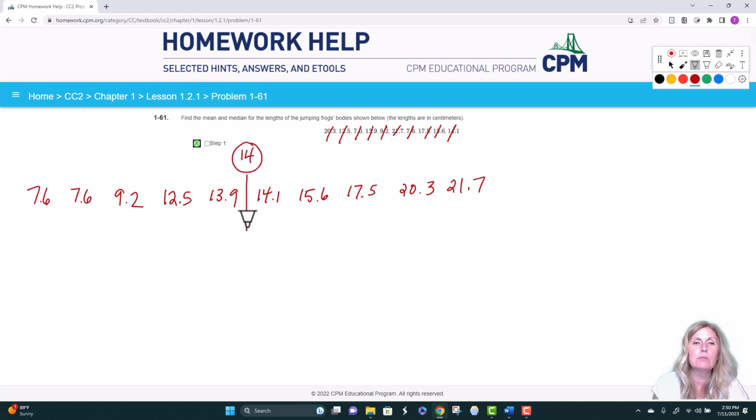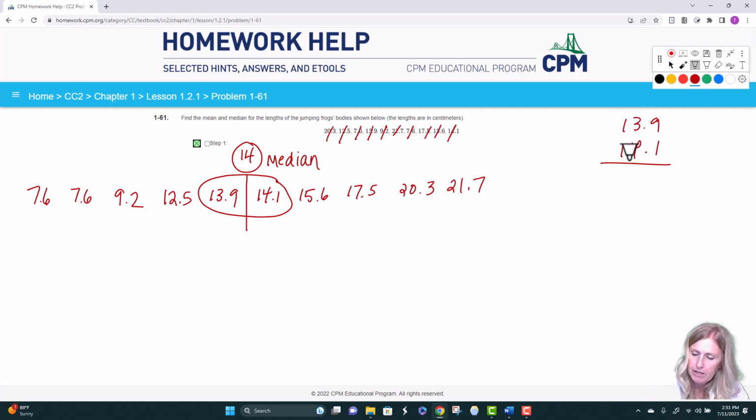If it wasn't a number that was easy to do mental math to figure that out quickly, you could always take the average of these two numbers to figure out what's in the middle. Taking an average of anything means to add them up and divide by the number of numbers. Well, there's 13.9 and 14.1, add them up. Okay, so we've got 28, and we're going to divide it by 2 because there were only two numbers that we added, and half of 28 is 14. So 28 divided by 2 equals 14, okay?